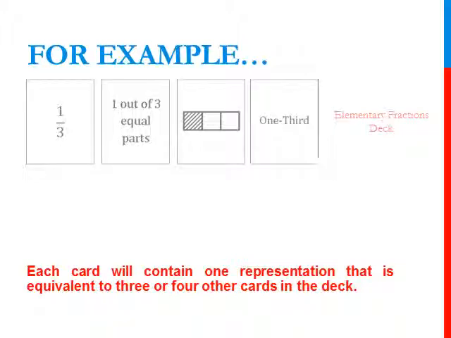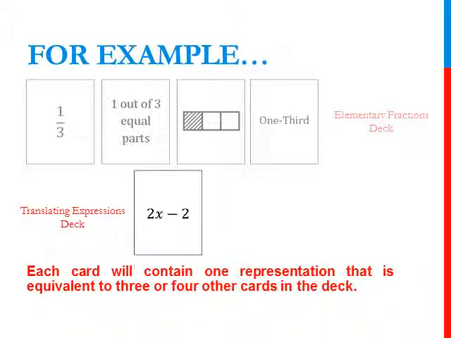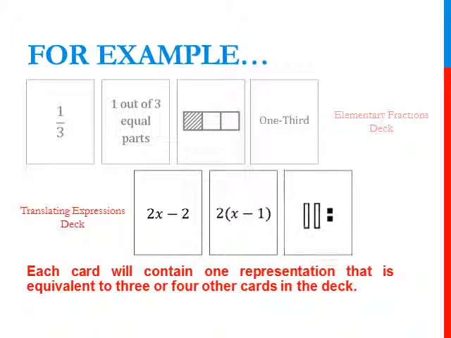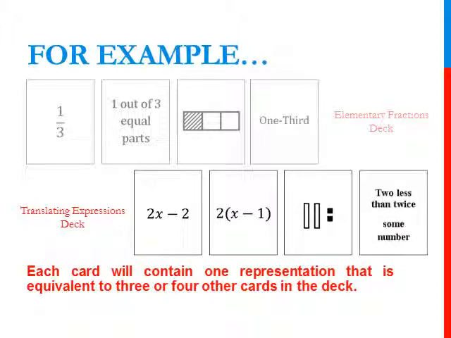Now, using a slightly more advanced deck, our translating expressions deck, if a student pulls the card 2x minus 2, they'll be looking for the factored version, 2 times (x minus 1). Pictorial version: here we have 2x, which is the long bars, and then 2 negative units, minus 2. And then finally the written/verbal representation, which is 2 less than twice some number.